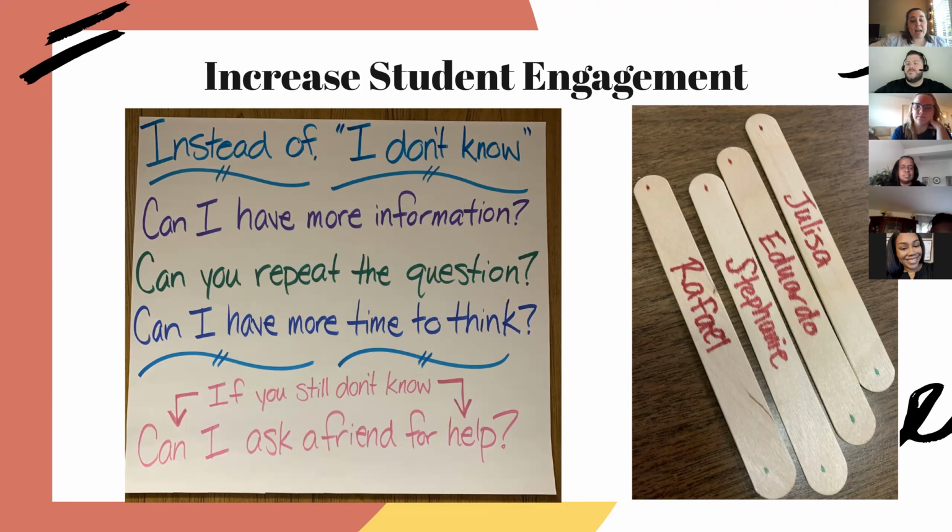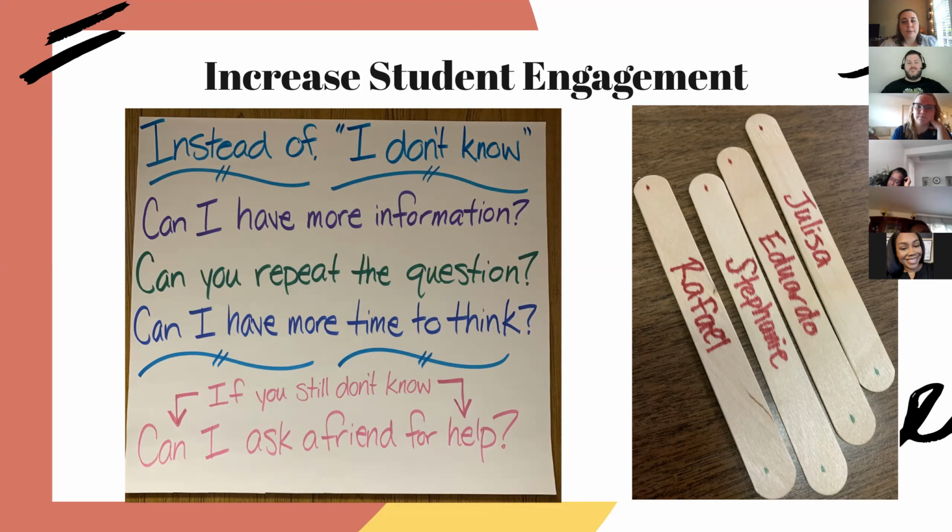If I called their name and they were paying attention and I could see that they were participating, but they can't tell me, instead of saying I don't know, they have an option from picking those three questions at the top of the anchor chart. Either can I have more information, can you repeat the question, or can I have more time to think? They have to choose one of those first. And then afterwards, if they still don't know, then they can ask a friend for help.